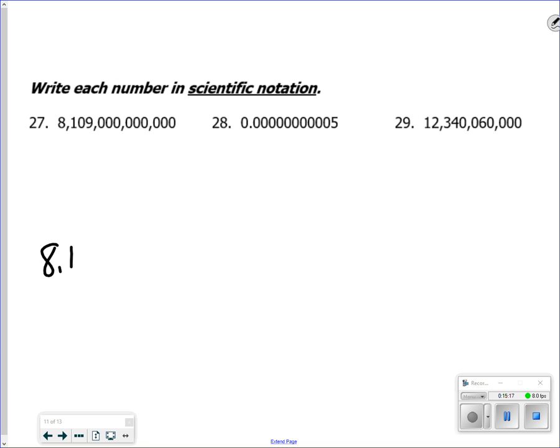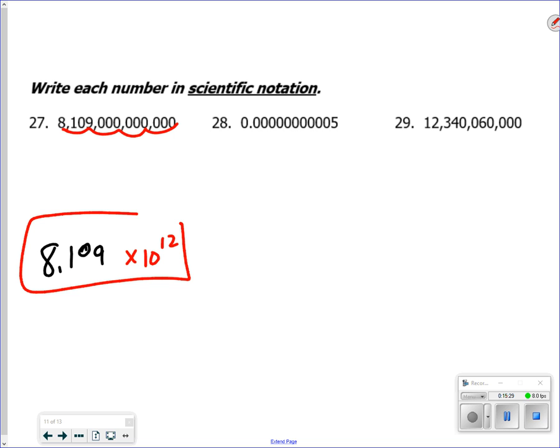8.109, that's putting the decimal between 1 and 10. And now you have to count how many decimal places. 3, 6, 9, 12 decimal places. So we're talking about times 10 to the 12th.